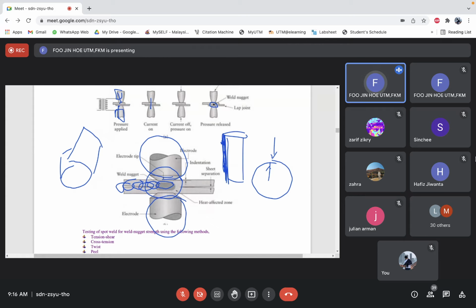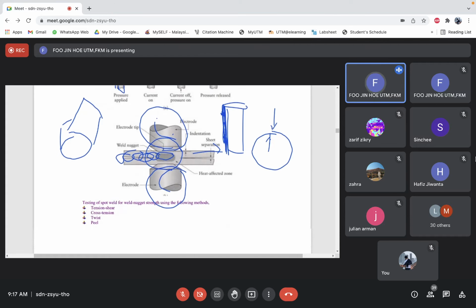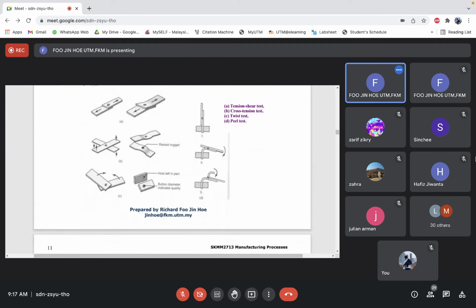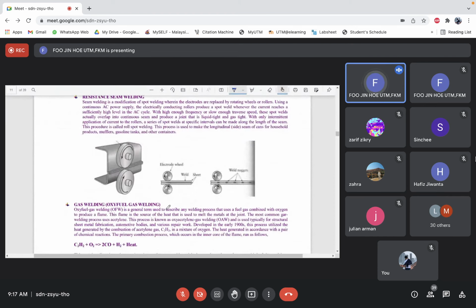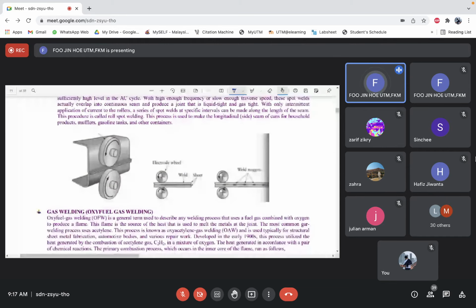The wheel will be rotating and this thing will be moving forwards, so that a continuous weld nugget is being produced rather than just spot welding. So this is resistance seam welding. You can see from here, this photo is nice.